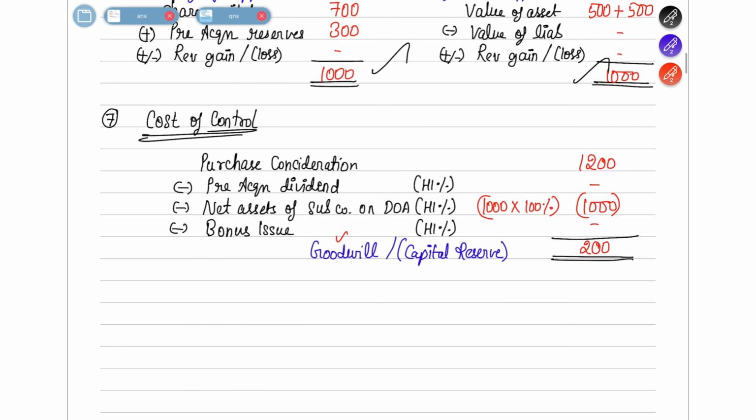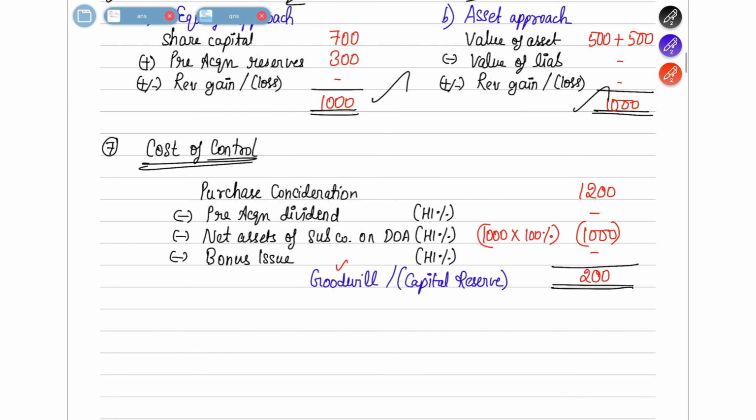After that, the next step is cost of control. So in cost of control, the PC is changed here. So the PC is now going to be 1200. Okay, and from that you have to deduct. So you paid 1200 rupees, and how much did you acquire as net assets? So you acquired 1000 worth of net assets, and how much have you put as your holding percentage? Your holding percentage is 100%.